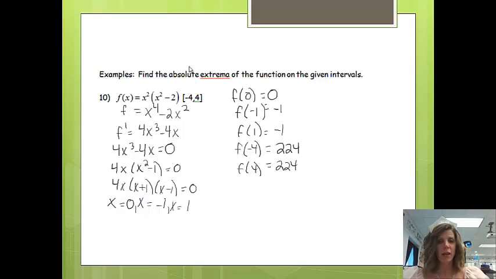So the question was to find the absolute extrema. My absolute minimum, the smallest y value that my function ever reached, was -1, and I got that from either one of these places. That was the smallest y value. And then my absolute max was positive 224, because that was the biggest y value that I ended up getting. Notice that the min actually happened at one of the critical numbers and the max happened at the endpoints. So either one of those would be candidates for that.